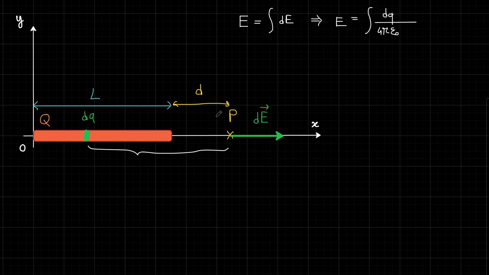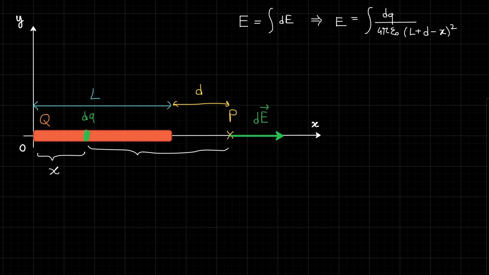How can we express that in terms of the given variables and also potentially in terms of x, which will be our integration variable in this problem? If you think about it, this distance here is capital L plus d minus this part, and this is basically just x. This is the position of dq along the x-axis. So this is my variable x. So then the distance that should go into the denominator is capital L plus d minus x. And remember, we need to square it, like so, squared.